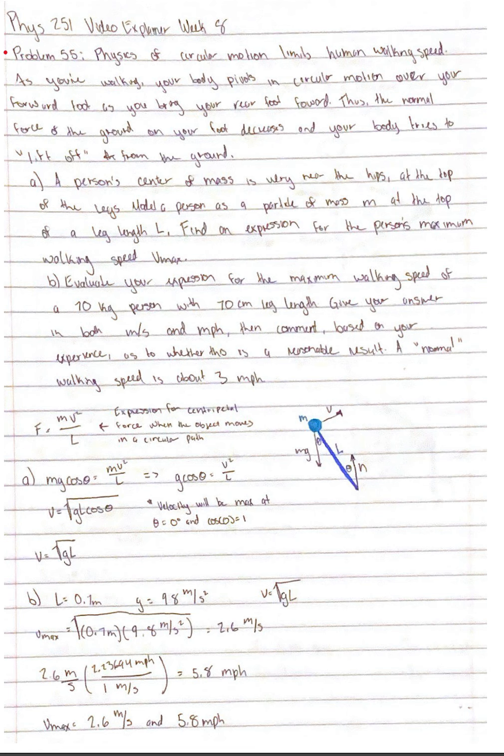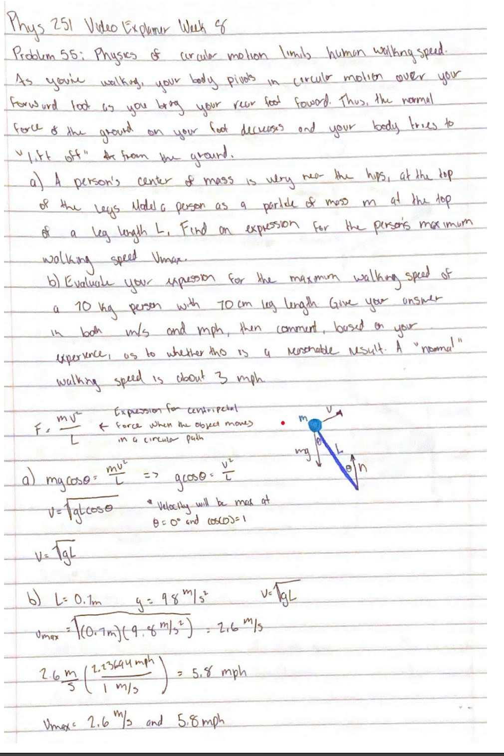And in part B, we are evaluating our expression for the maximum walking speed of a 70 kilogram person with a 70 centimeter leg length, and give your answer in both meters per second and miles per hour. Then comment based on your experience as to whether this is a reasonable result. And for reference, a normal walking speed is about 3 miles per hour.